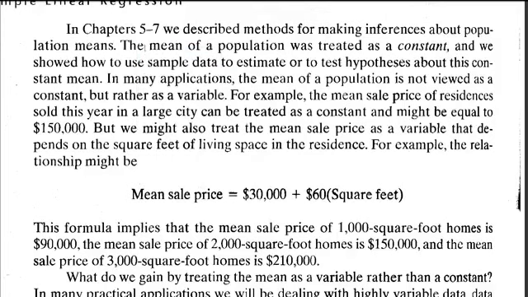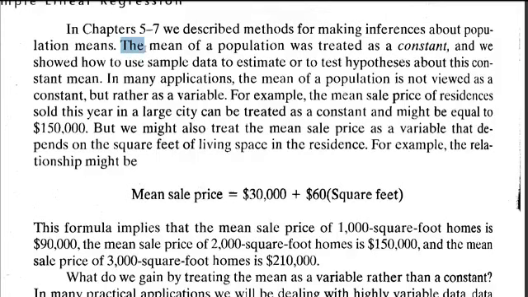All right. The mean here, starting here, the mean of a population was treated as a constant, and we showed how to use sample data to estimate or test hypotheses. In many applications, the mean of a population is not viewed as a constant, but rather as a variable. For example, the mean sale price of residencies sold this year in a large city can be treated as a constant and might be equal to $150,000. So if we just look at all the homes in this region, we could talk about the mean price.